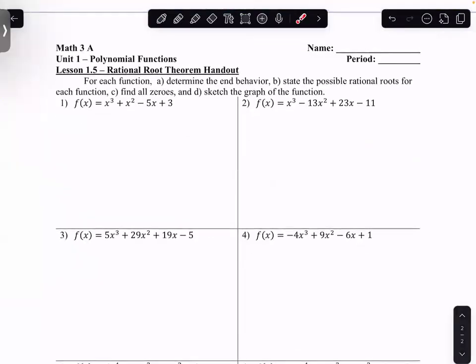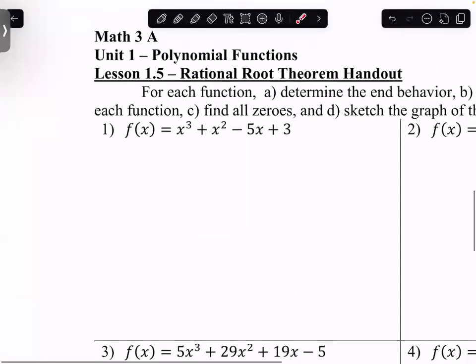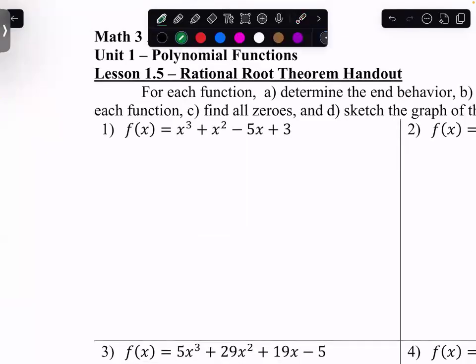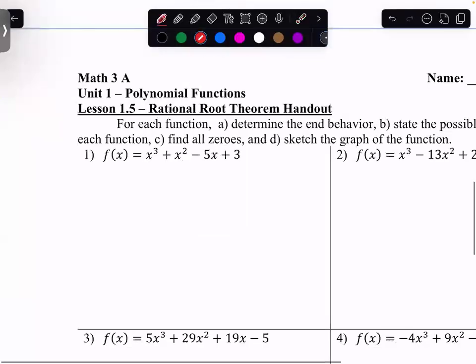Okay, so for each of these polynomial functions, we're going to do several things. Determine the end behavior, state the possible rational roots, find all zeros, and sketch the graph. Okay, so a lot of things, but we do know how to do all of them now. So I guess the first thing, let's do the end behavior.